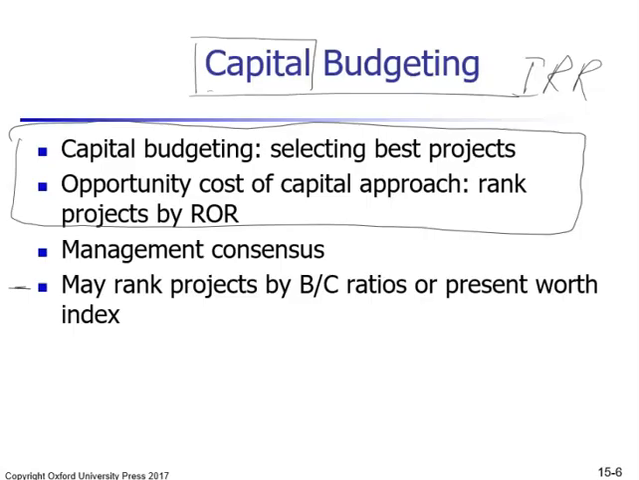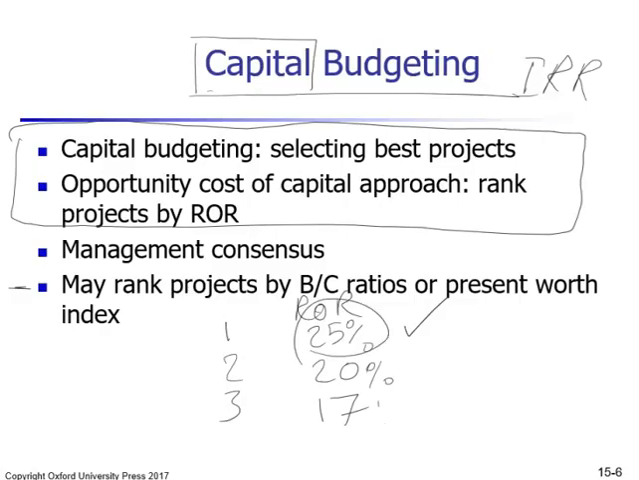In the previous one, we talked about going with the ones with the highest IRR, because the other ones are not acceptable. You rank all the projects, project 1, 2, 3, by the highest ROR, rate of return. For example, this one has 25%, this one has 20%, this one has 17%. And you start funding them. Why do you start with the first? Because it has the highest rate of return.